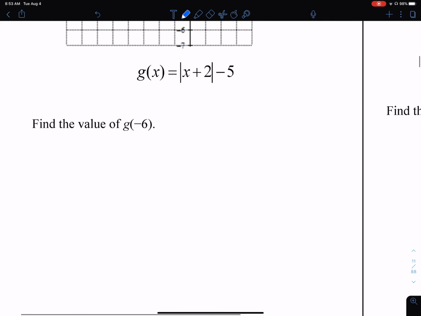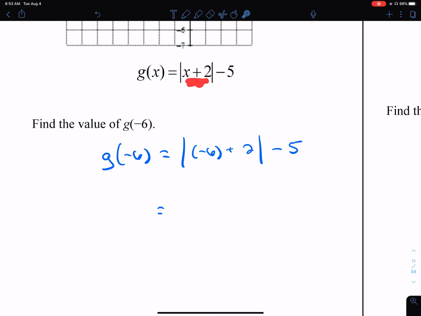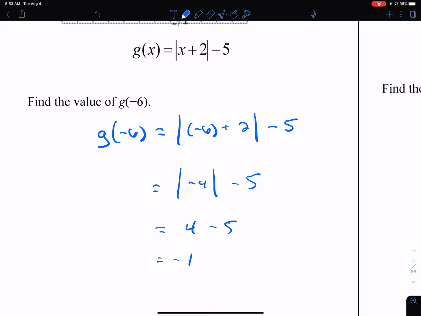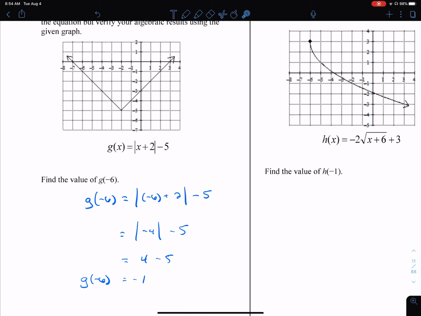Find the value of g of -6. Well, we're going to simply replace x with -6. We are trying to find the y value when the x value is -6. Absolute value bars mean whenever the calculation inside here is done, take the resulting number and make it positive. -6 plus 2 is -4. The absolute value of -4 is +4. -4 minus 5 is -1. So we are suggesting when x is -6, y is -1. Let's see if that's true. When x is -6, y is -1. That's true.